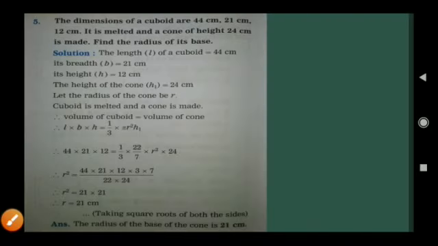Now next one, question number 5. Third and fourth you will do at home. Question 5. Read the question. The dimensions of a cuboid are 44 centimeter, 21 centimeter, and 12 centimeter. When it is melted and a cone of height 24 centimeter is made, we have to find the radius of its base. So see here, what is the question? First try to understand. A cuboid is there and a cone is made by melting the cuboid.